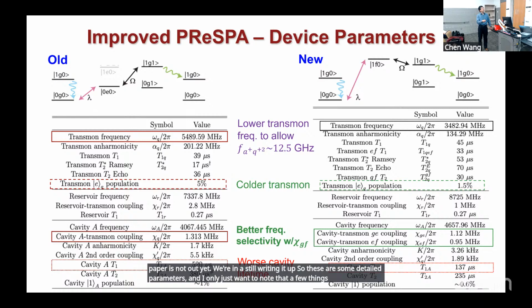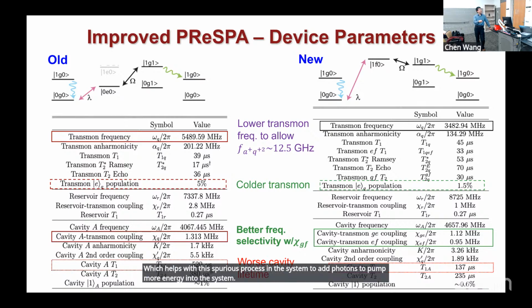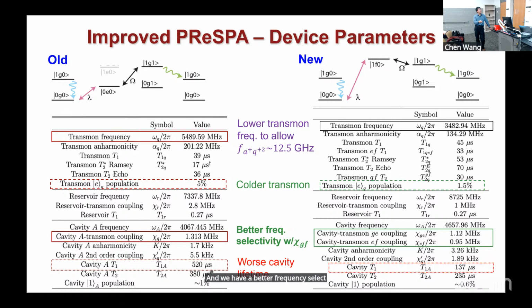One is that we lower the transmon frequency to 3 gigahertz. This is because we're exploring a really high frequency forward mixing process, which is not quite typical in circuit QED experiments. And it turns out high frequency pumping works. And we have a colder transmon, which helps with the spurious process in the system that adds photons, pumping more energy into the system.